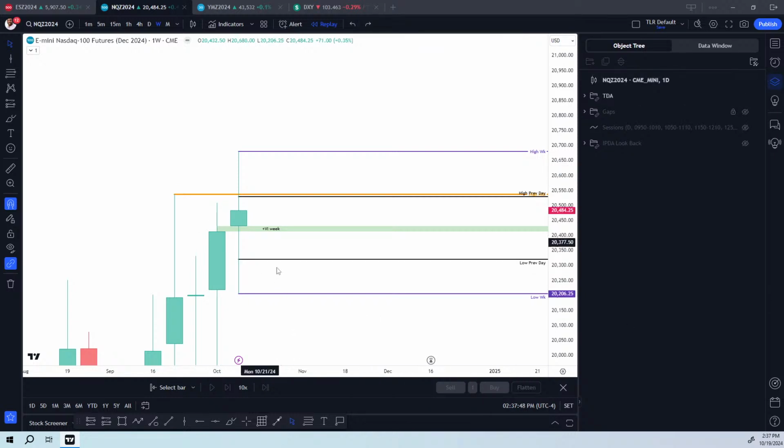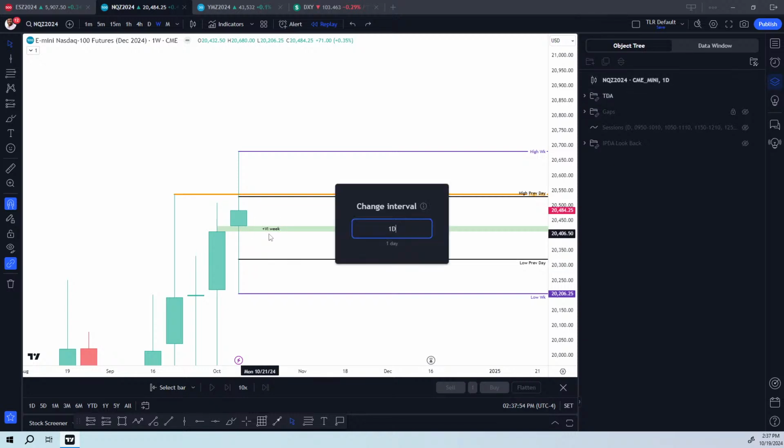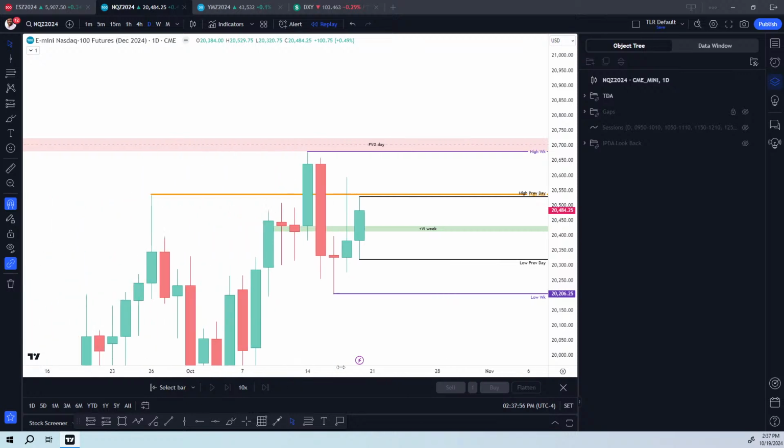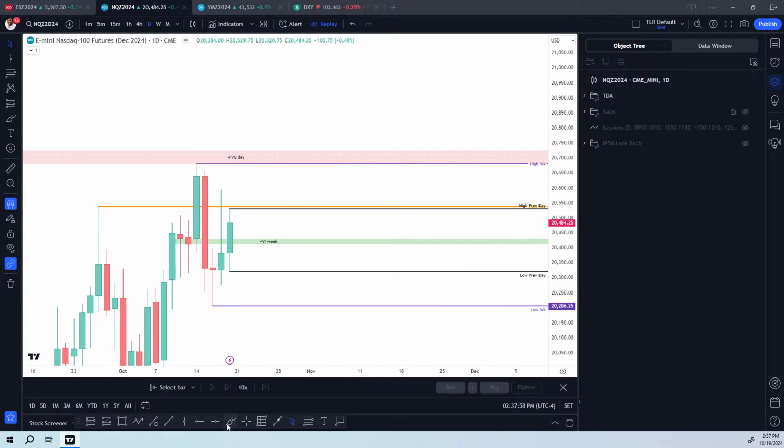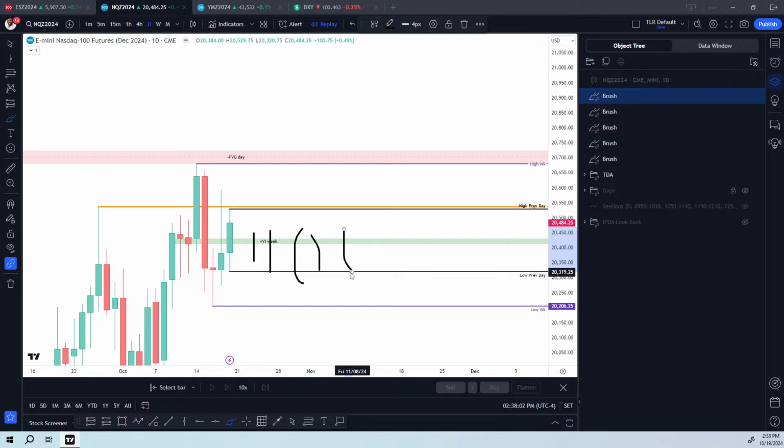So that day, this is the weekly levels that we want to see a weekly candle respect on a closing basis. So when we come down to our daily time frame, we got Monday, Tuesday, Wednesday, Thursday, Friday, to see if we respect the volume imbalance and if we respect this daily low on a closing basis for the entire week.